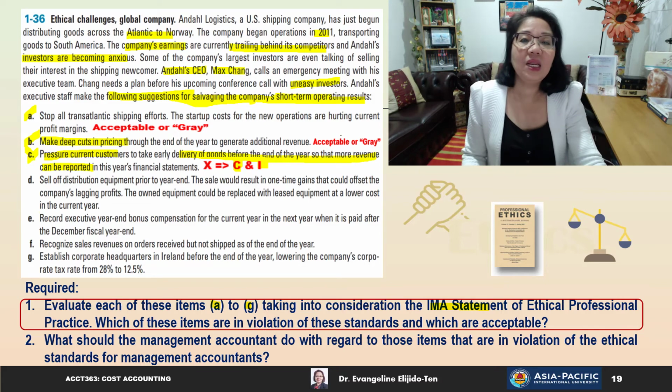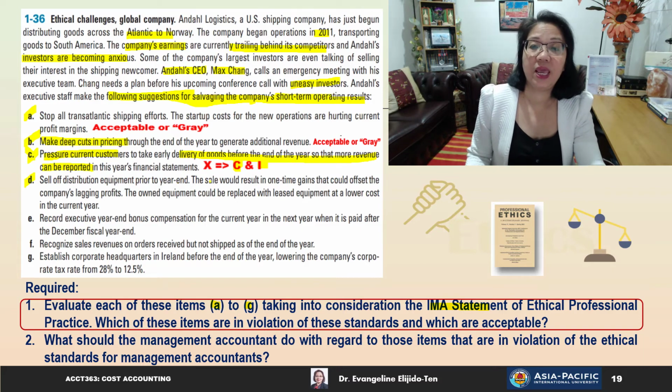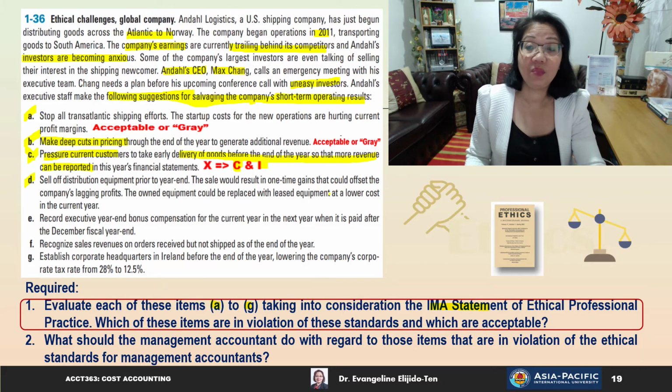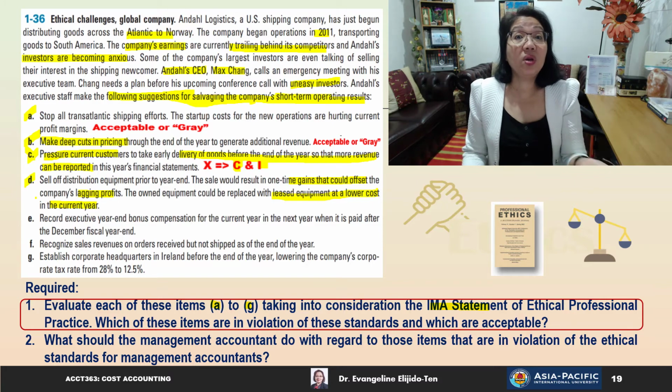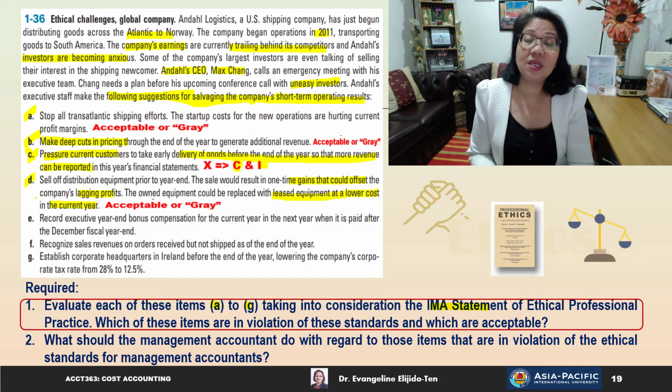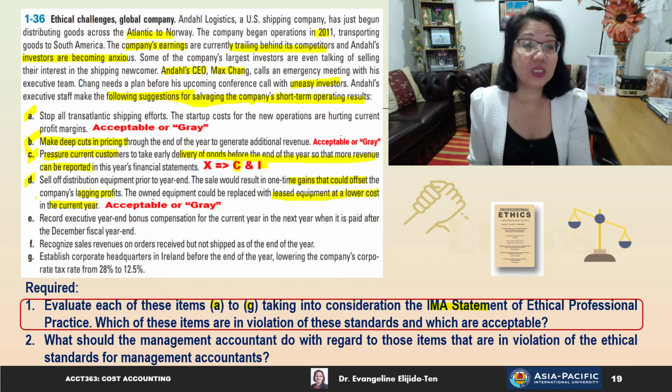All right, let's move on to letter D. Selling off distribution equipment prior to year end. The sale would result in one-time gains that could offset the company's lagging profits. So the owned equipment could be replaced with leased equipment at a lower cost in the current year. Is this in violation of IMA standards, or is this acceptable? Well, actually, this is an acceptable recommendation. It might be in the best interest of the company to lease rather than own its equipment, and many companies are doing that.